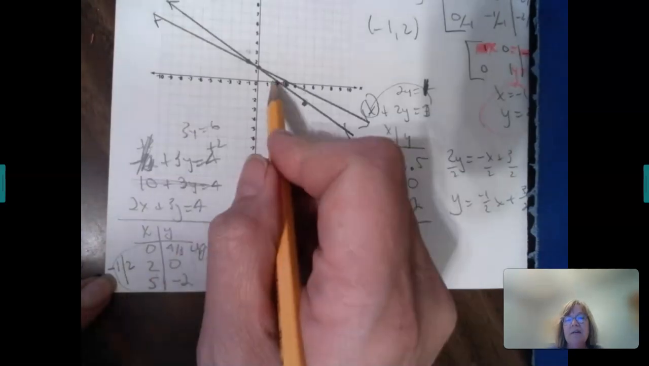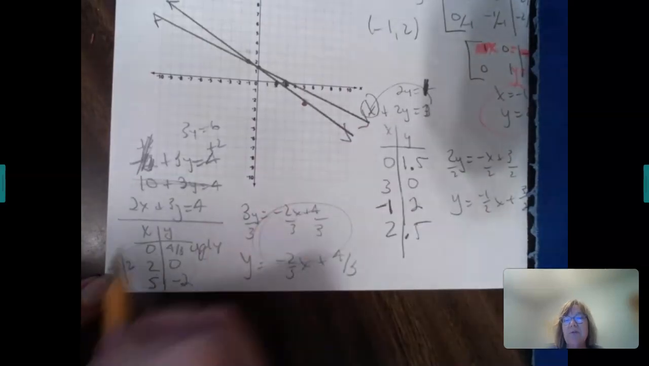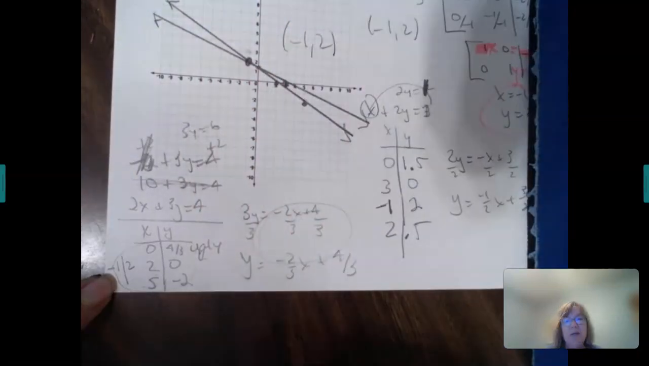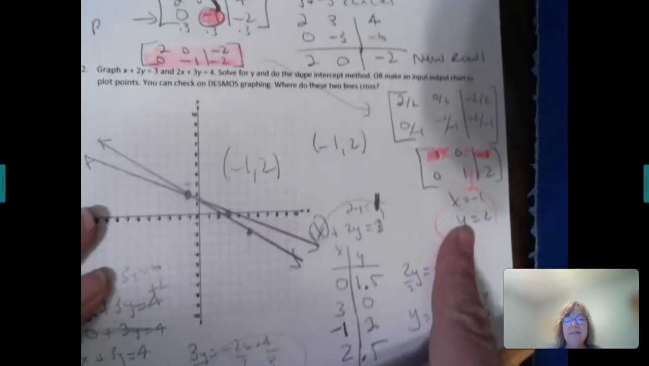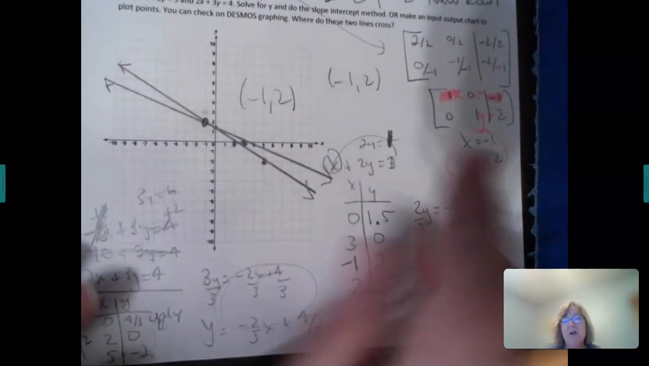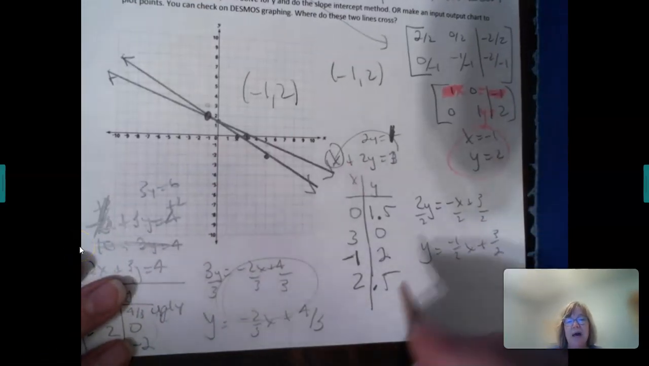All right, 2 on the x, put a dot 2 on the x, 5, -2, so go over 5, down 2, -1, 2, connect the dots. And where they cross is right there. So the answer is -1, 2, which again is the same answer. I don't know where I wrote it, but anyway, oh, over here. Same answer we got up there, okay? All right, and we can graph this on Desmos to check it, but make sure you can graph by hand.